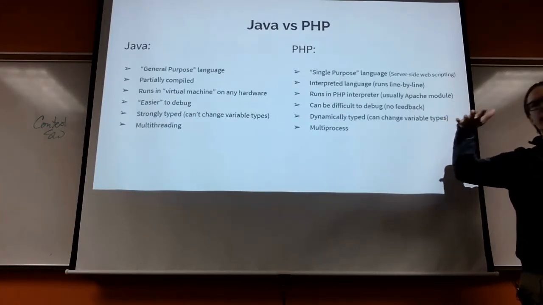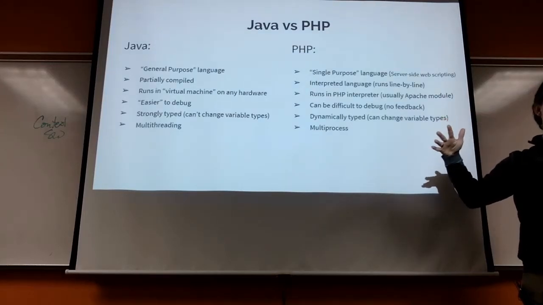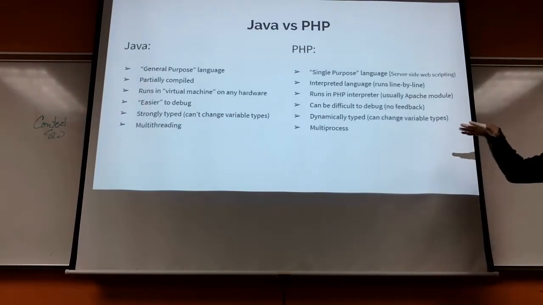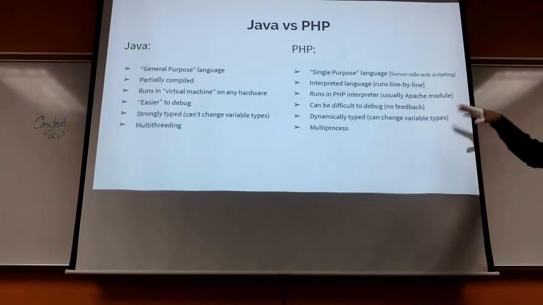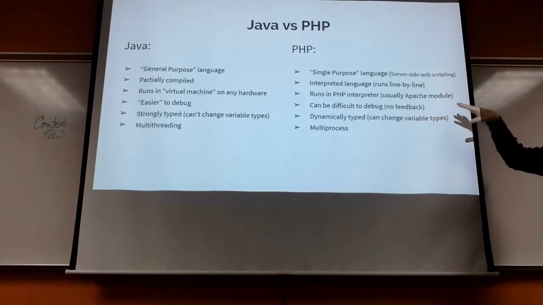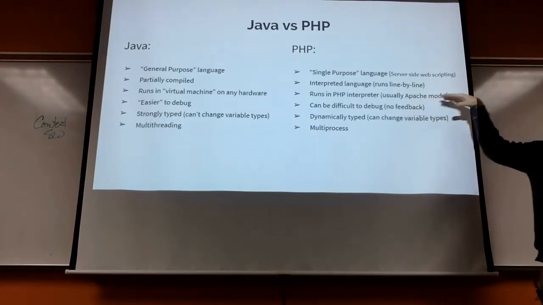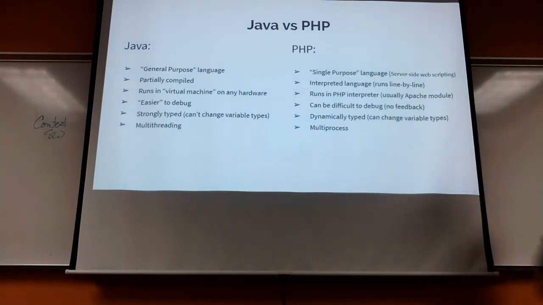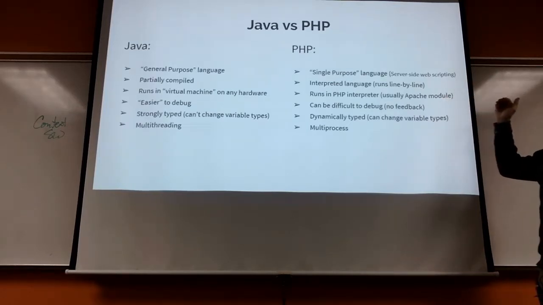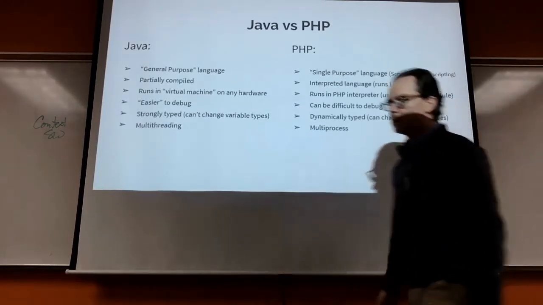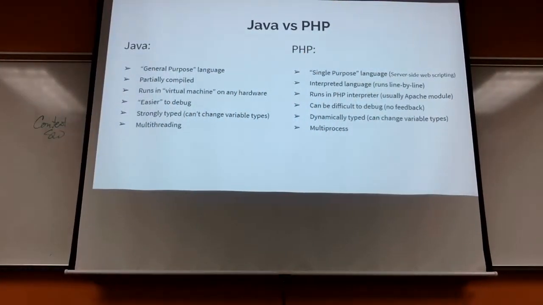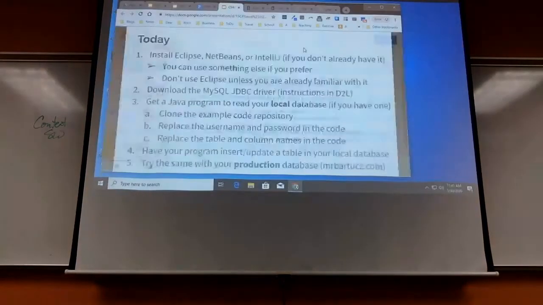You have no idea what went wrong or why. It is hard to debug. But like I said, there are tools, depending on what IDE you're using, that can help you with that. Apache is usually what's running your PHP interpreter. Can be difficult to debug for that reason, and you can change the types of variables on the fly. So different types of languages, generally good for different types of things.